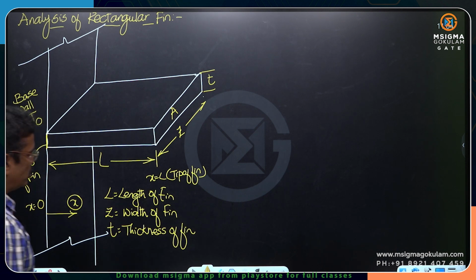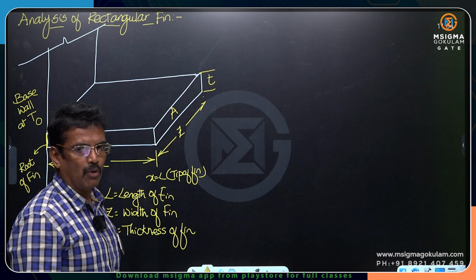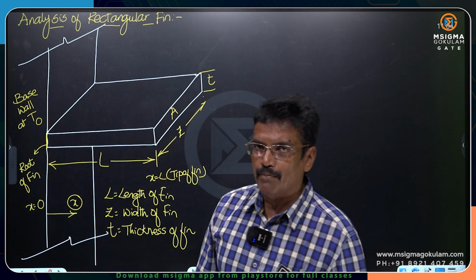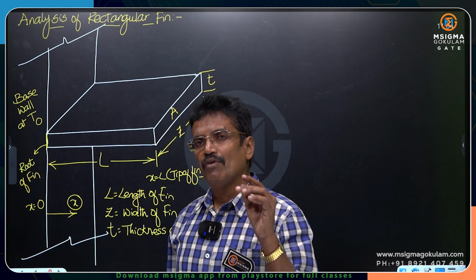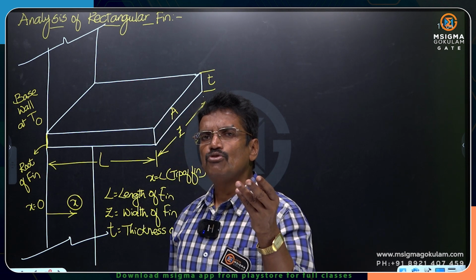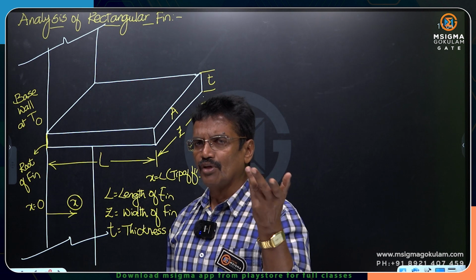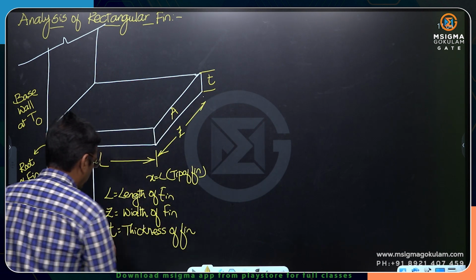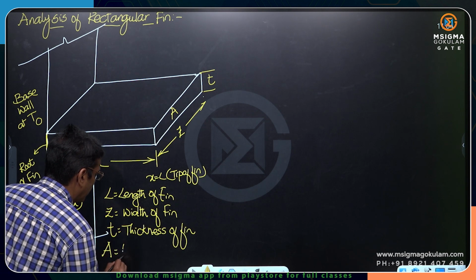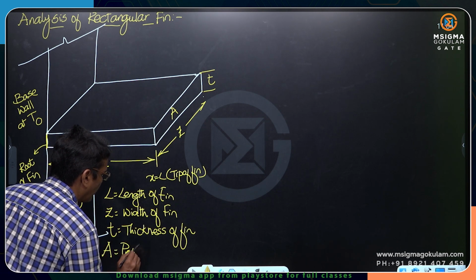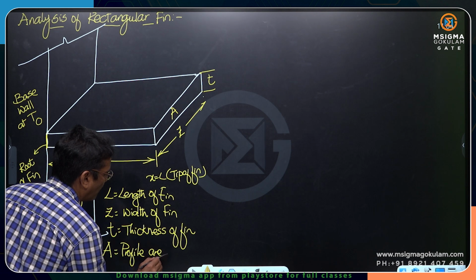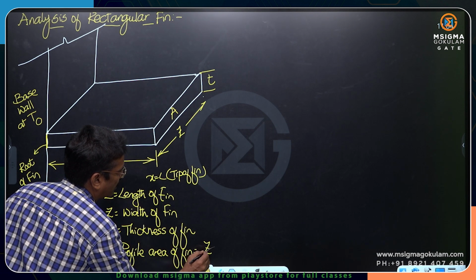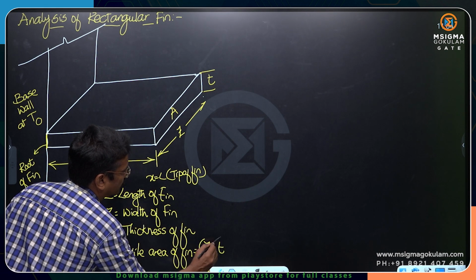Out of the 3 dimensions, length, width z and thickness, the thickness is very small. It may be just 2 mm or 1 mm or 3 mm, like that. A is called the profile area of the fin, which is given by z into t.